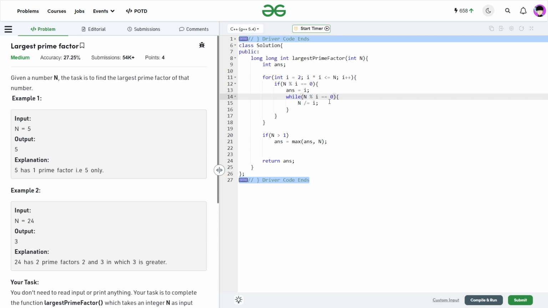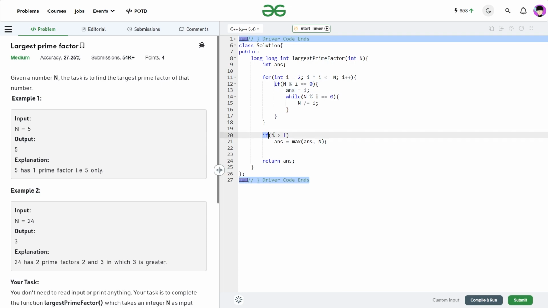While n mod i is equal to 0, I'm just dividing n by i, right? So why can I directly update the statement? Because i will always be increasing, right? You could have also written answer is equal to max of answer comma i, but since i is always increasing, I can just directly update answer as i.